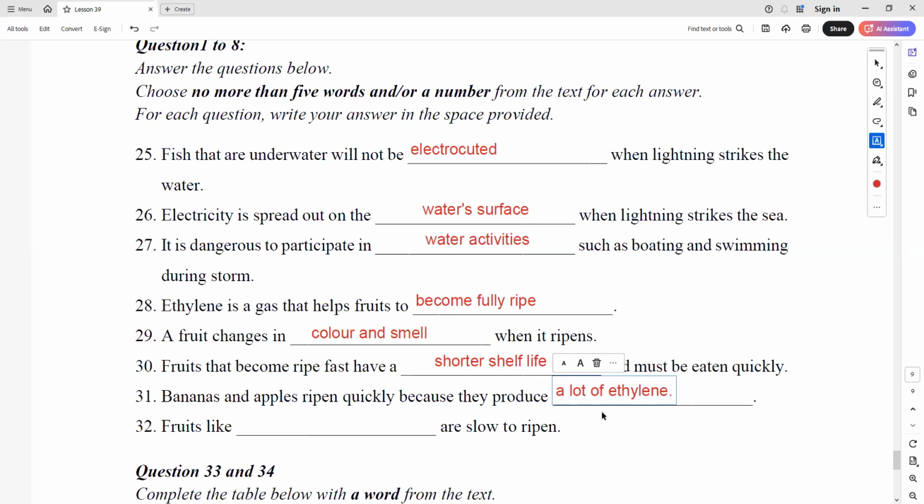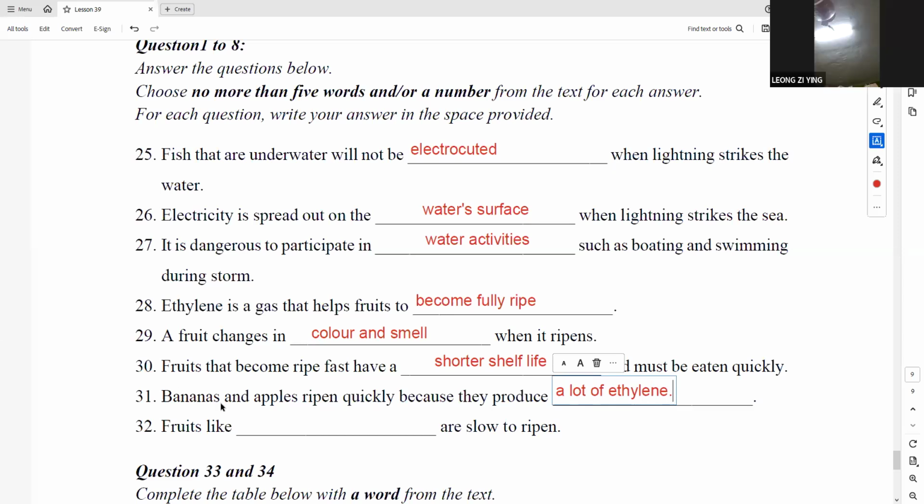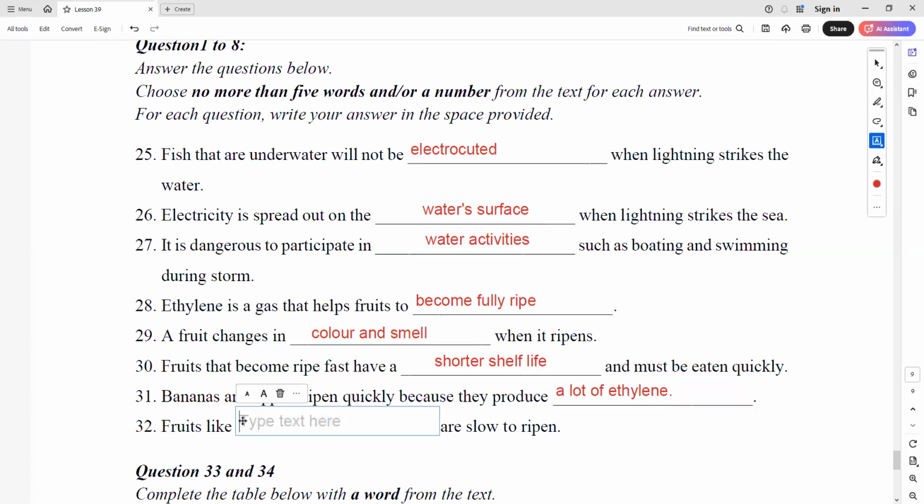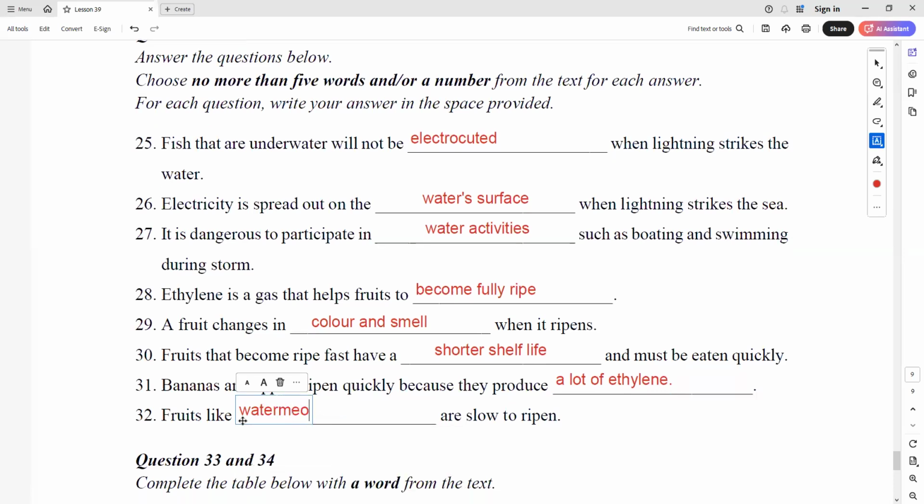Next, 32. Fruits like watermelon and squash are slow to ripen. Squash, fruits like watermelon and squash are slow to ripen, okay? Fruits like watermelon and squash are slow to ripen. Thank you. 33 and 34.